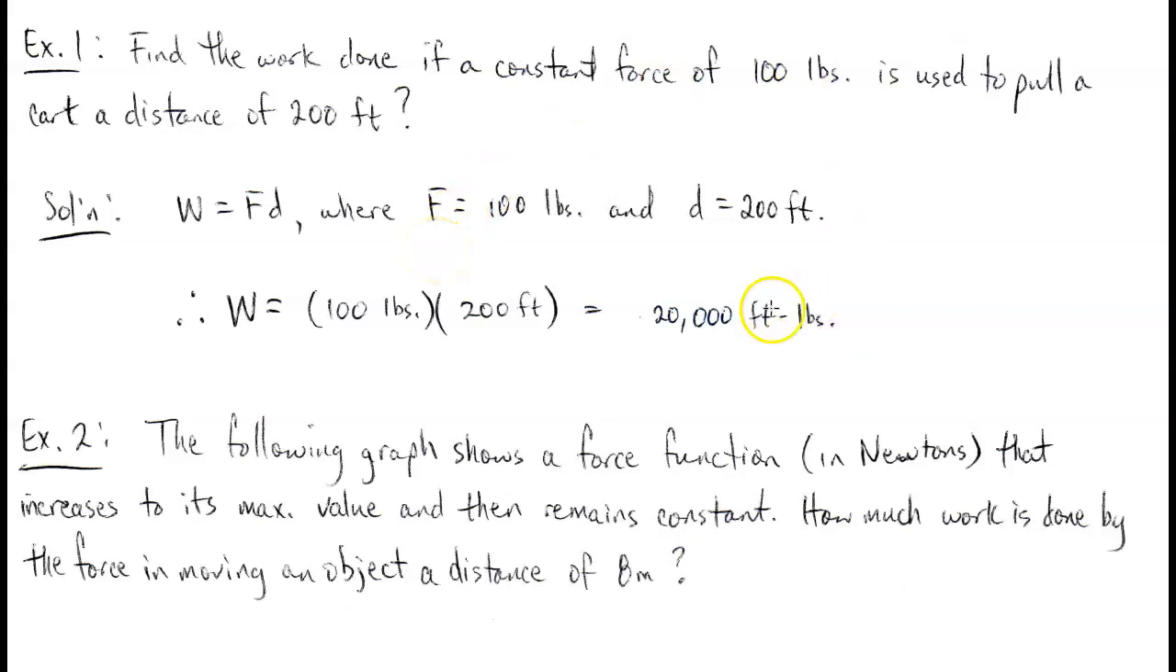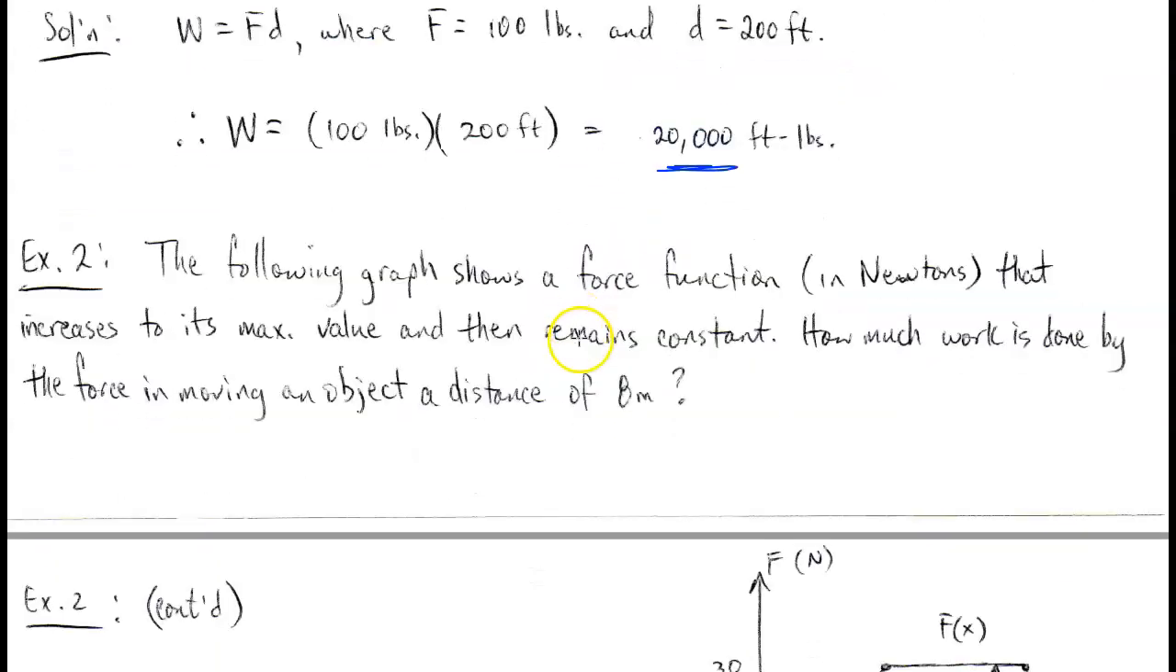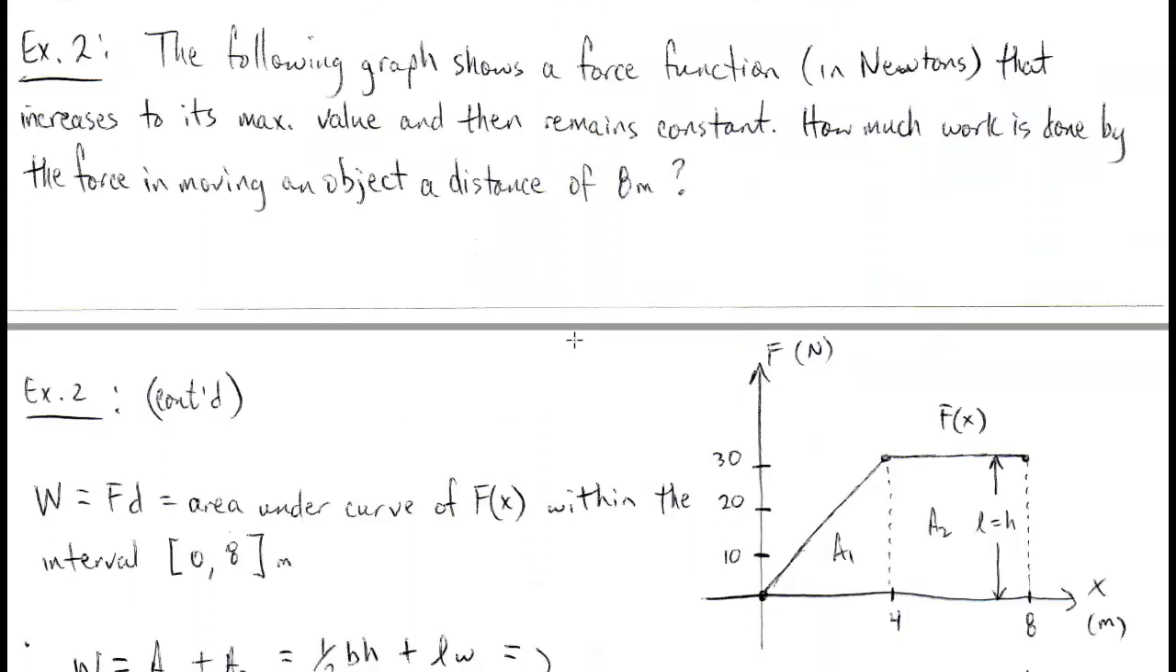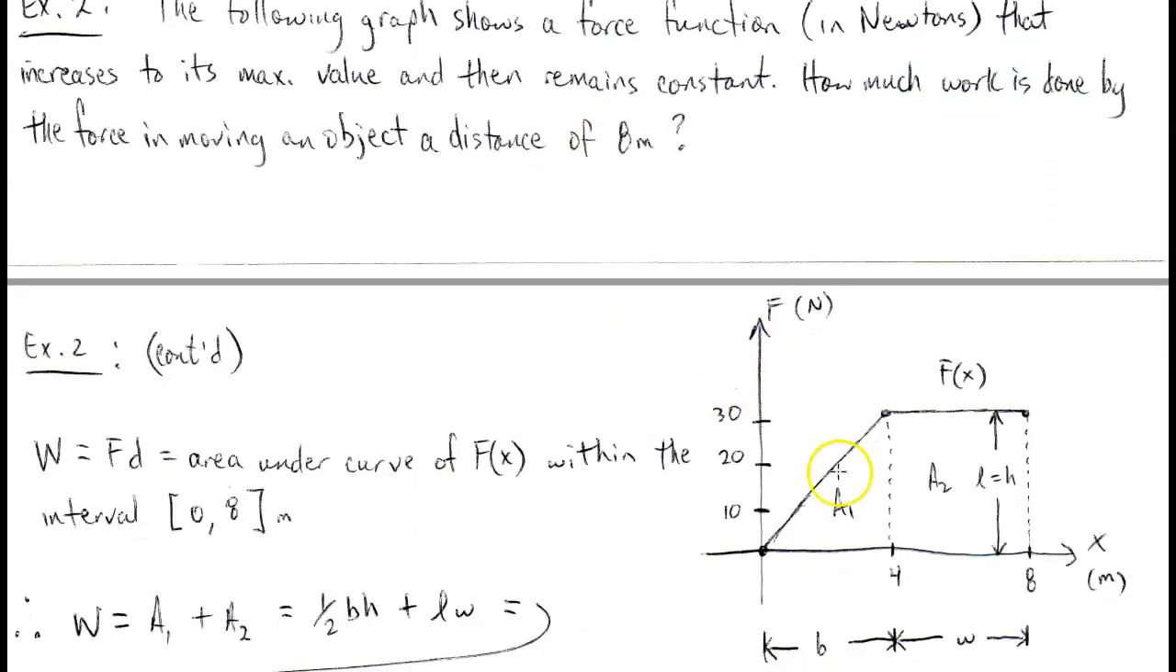All we're really doing is taking the information, and since we have a force that's given to us in pounds and we have a distance, all we have to do is multiply the force and the distance together. We see that 100 pounds times 200 feet is going to give us 20,000 foot-pounds. So when you're given that constant information, all you have to do is multiply the answers together.